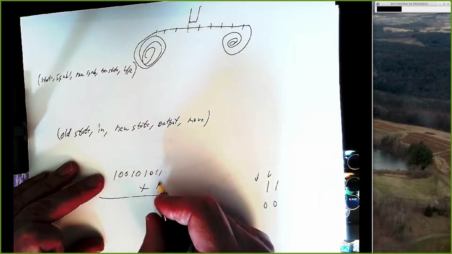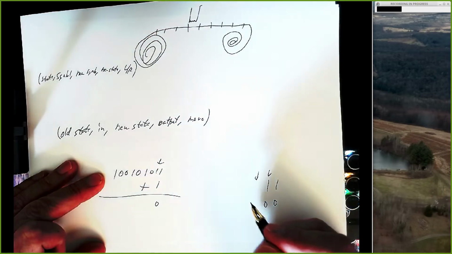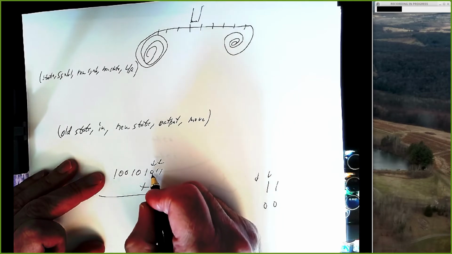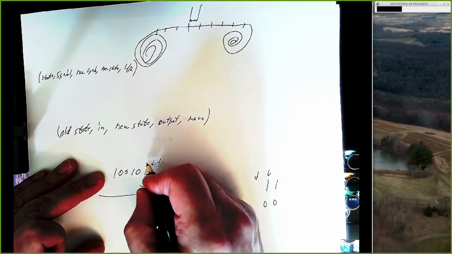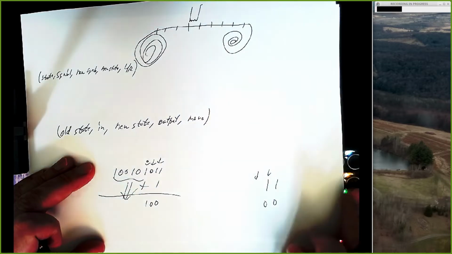How do we do this? If we have a 1 here, we're going to write down a 0 and we're going to have a carry. If we have a 1 here, we're going to write down a 0 and have a carry. If we have a 0, we're going to write down a 1, have no carry, and then we're just going to take the rest of these digits and copy them verbatim.